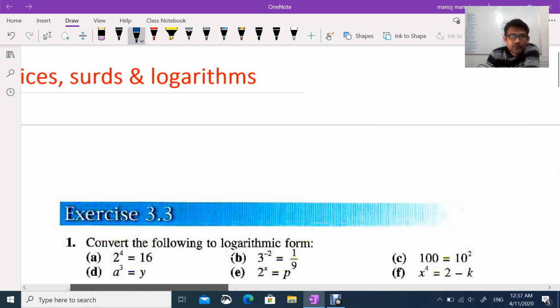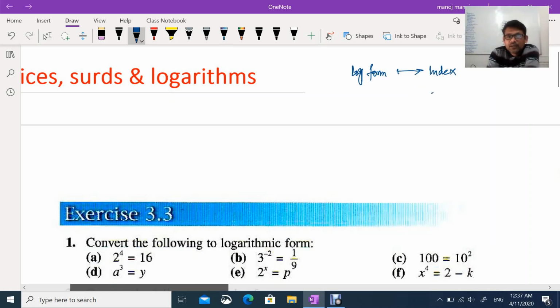3.3 convert the following to the logarithm form. Before starting this topic, I would like to explain something, that is, what is index form and what is log form. This is the index form when it is written in power. So log form and the index form, we should know this, it will be very simple.